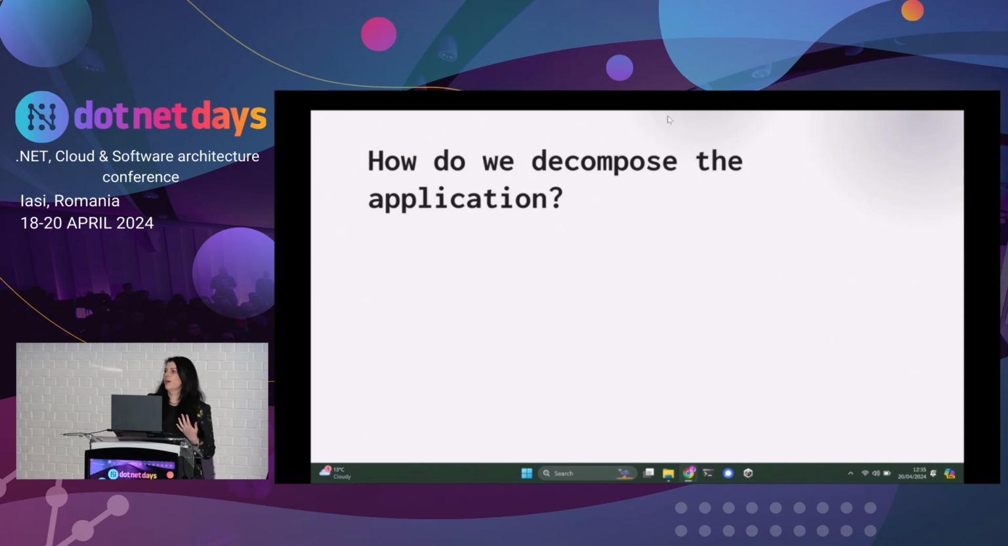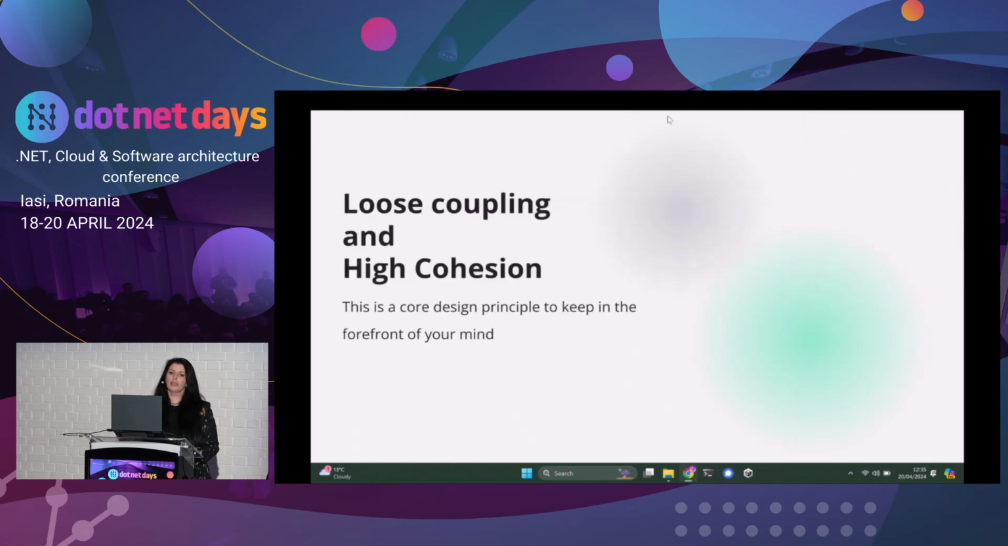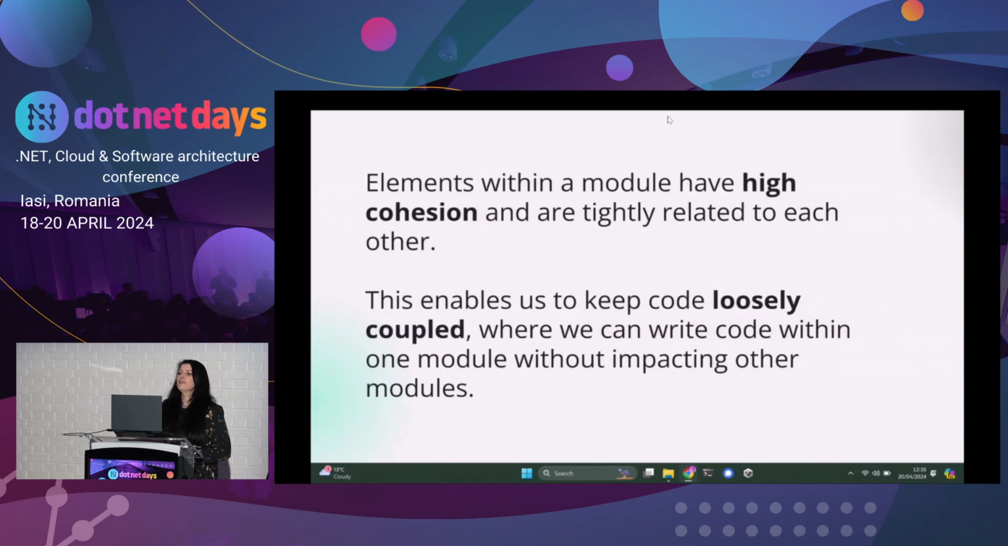How do we decompose the application? Now, I'm going to assume you've got your standard traditional monolith, and you want to do that path towards distribution, okay? So again, we're coming back to that loose coupling and high cohesion. This is really a core principle that you need to maintain, all right? Elements within a module have to have high cohesion and be tightly related to each other. Anything that is very similar needs to be in that same module. Anything that isn't similar needs to be loosely coupled.